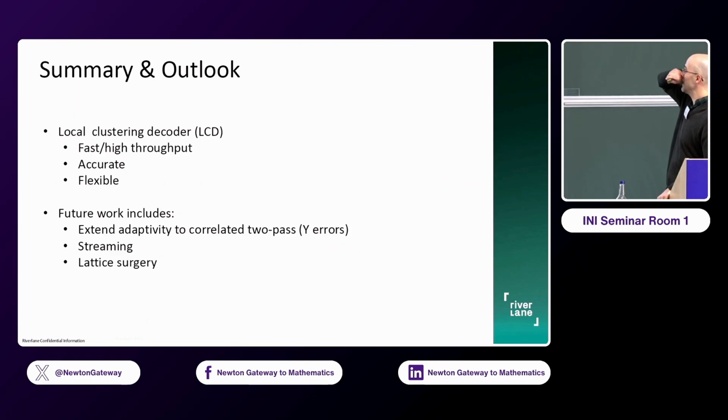So I'm just coming to the end now. So I've told you about the local clustering decoder, which is a fast, high throughput decoder. It's accurate because it's adaptive, and it's flexible because we compile it directly from a decoding graph. There's lots of work to do in the future, and I look forward to writing more papers about it.